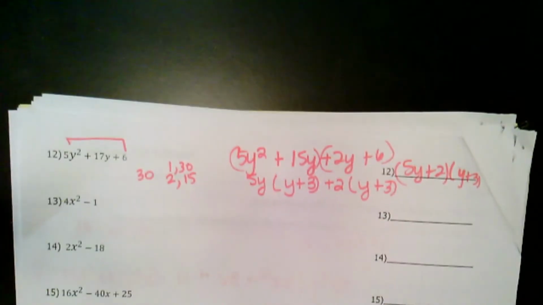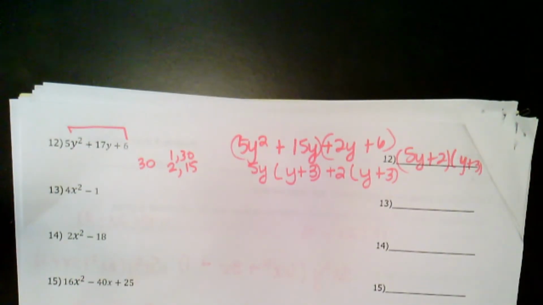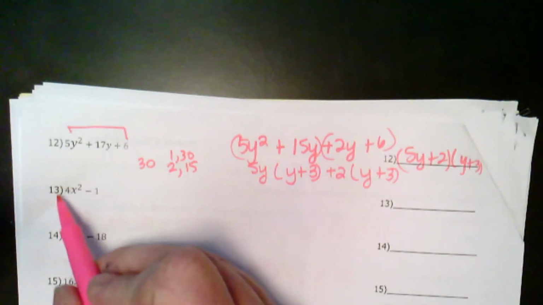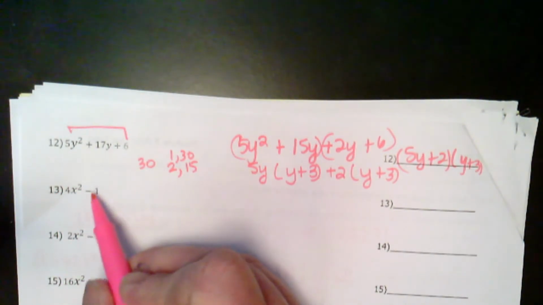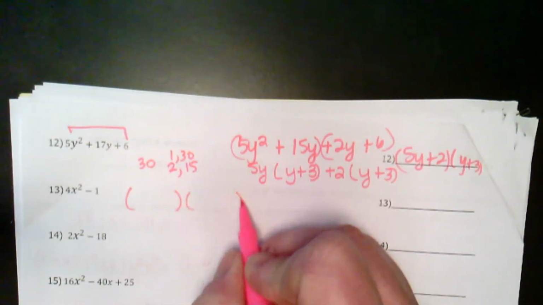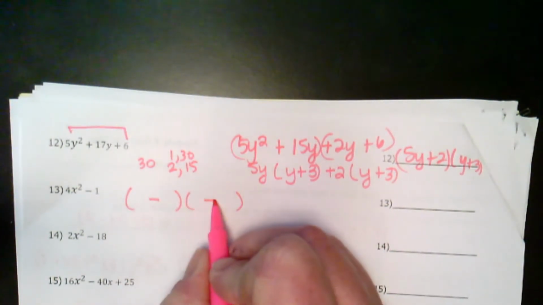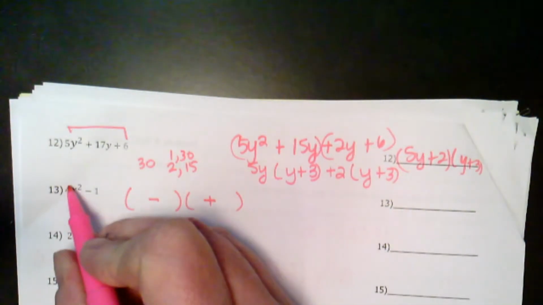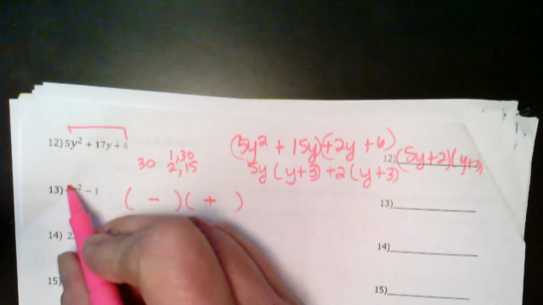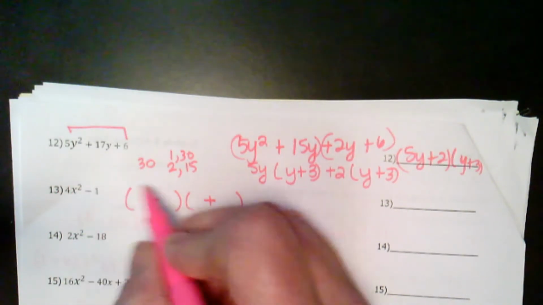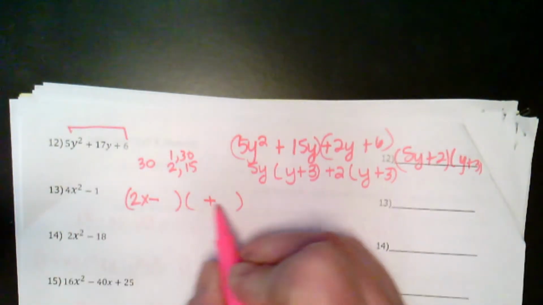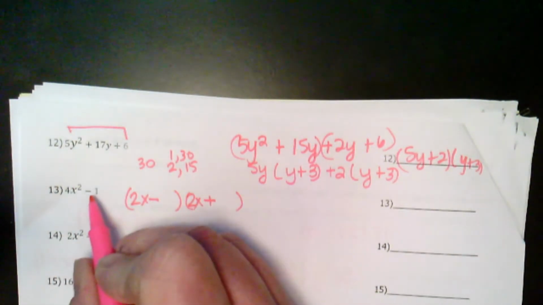Alright, number 13 is the sum of squares, which means this is a perfect square and this is a perfect square. So whenever that happens, you have 2 sets of parentheses, one with a minus in it, one with a plus. We, for lack of a better term, unsquare our first thing, so 2x and 2x, and then 1 and 1.